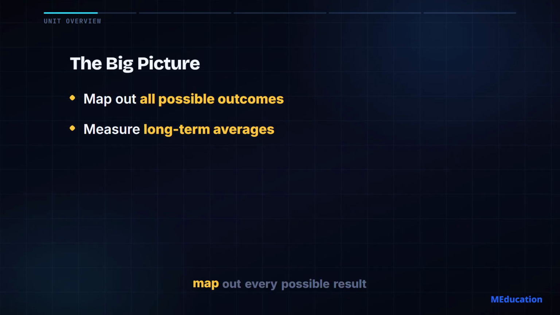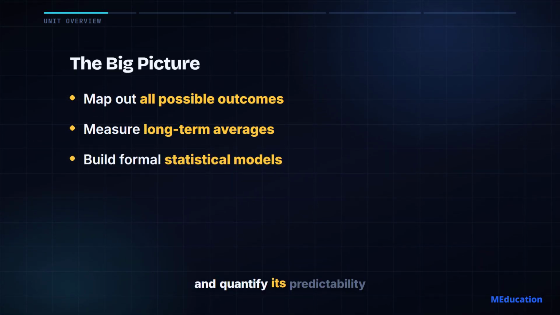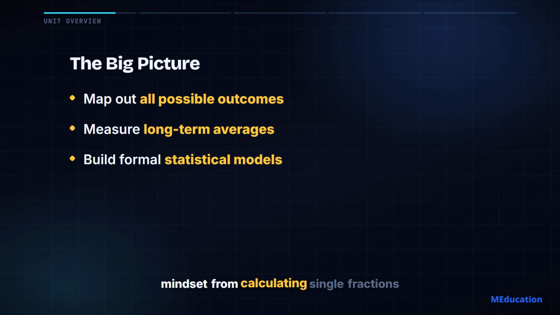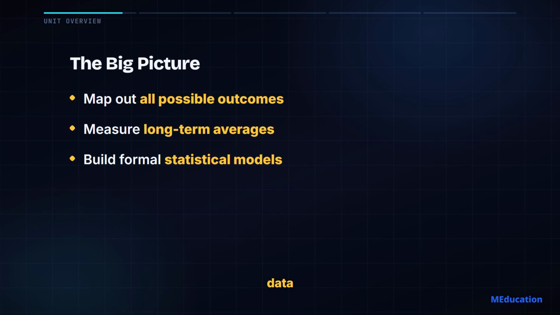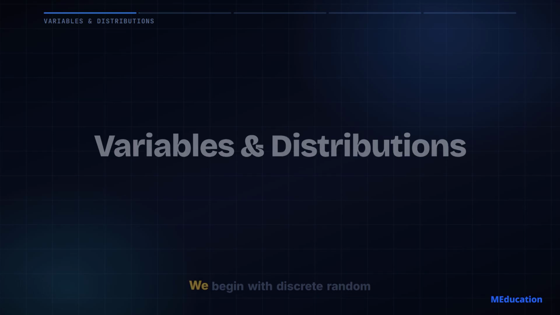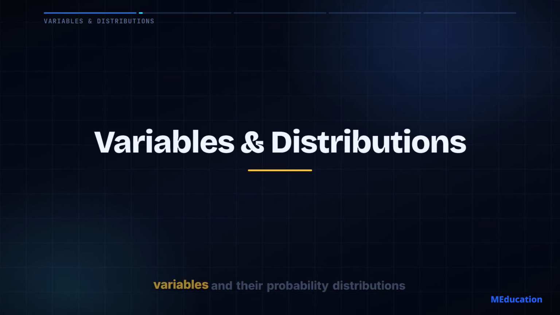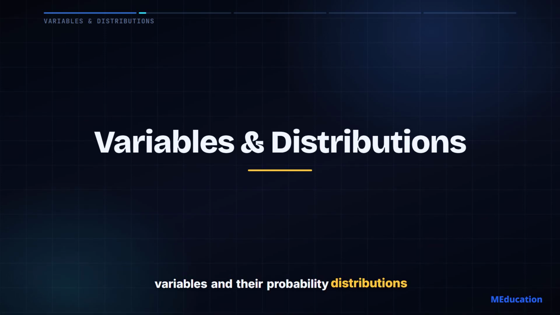You will learn how to map out every possible result of a discrete scenario, measure its long-term average, and quantify its predictability. Mastering this means shifting your mindset from calculating single fractions to analyzing entire distributions of data. It is a critical pivot point for your A-level studies, laying the groundwork for hypothesis testing later. We begin with discrete random variables and their probability distributions.